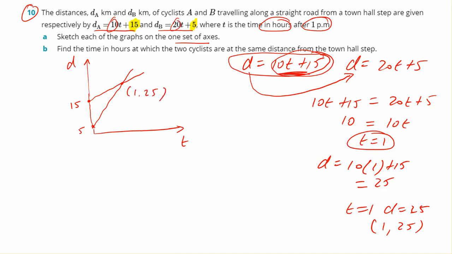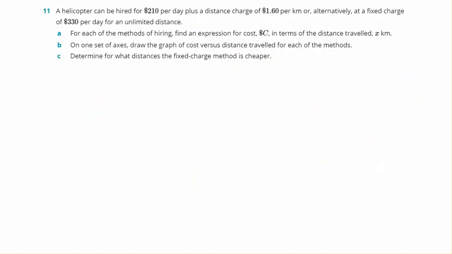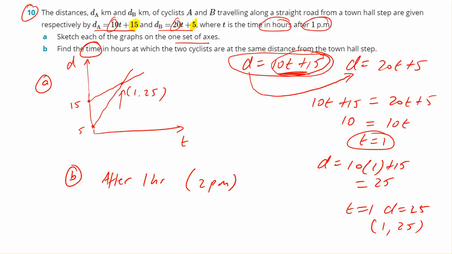And part B is basically asking you to find the point of intersection. So find the time in hours at which the two cyclists are the same distance from the starting point. So same distance means point of intersection. So find the time at which this occurs. So part B, this is part A. Part B would be after 1 hour. So that would be at 2 p.m. Okay. So hopefully that helps.